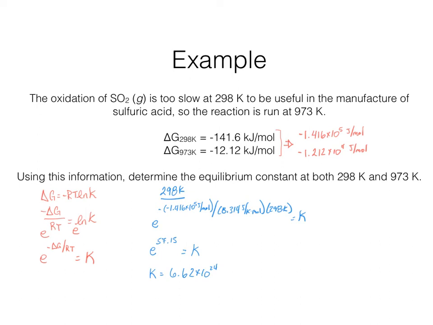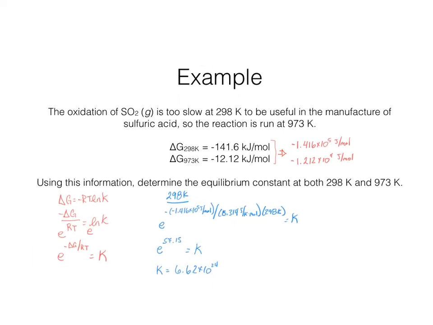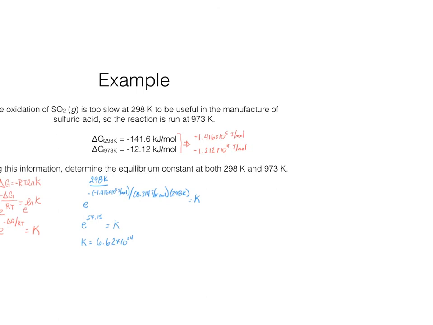Okay, and so now we're going to do the same thing, only with the values for 973 Kelvin. I get e raised to the negative of negative 1.212 times 10 to the 4th joules per mole, divided by 8.314 joules per Kelvin times mole times 973 Kelvin is equal to K. And so I get K is equal to e raised to the 1.498, and so K is equal to 4.47.